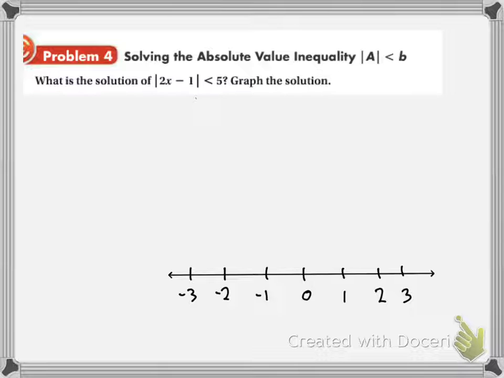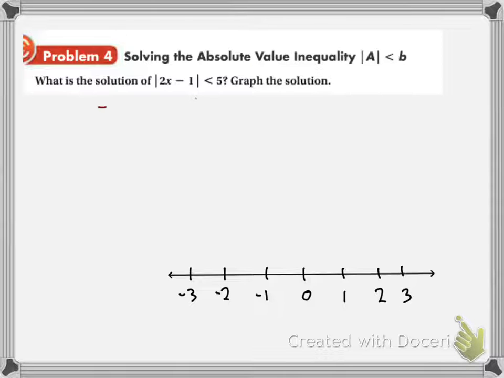First, we'll look at a situation where the absolute value is less than a number. So in this situation, we're looking at the absolute value of 2x minus 1 is less than 5, and eventually we're going to want to graph it. What you want to ask yourself here is, is this an and or an or problem, tying it back to section 1.5? Here we want values that are less than 5, but also greater than negative 5. So this would be an and problem.